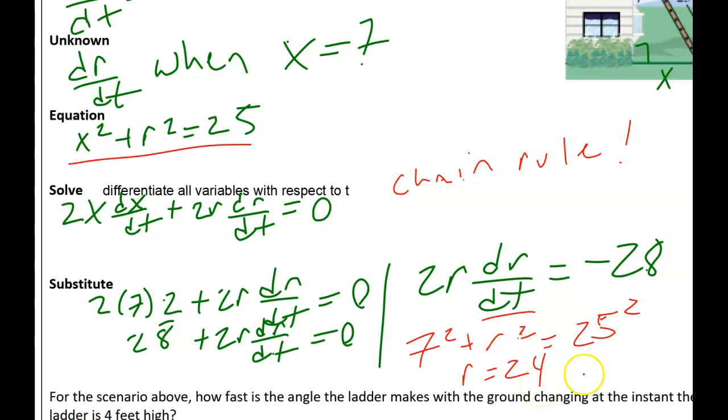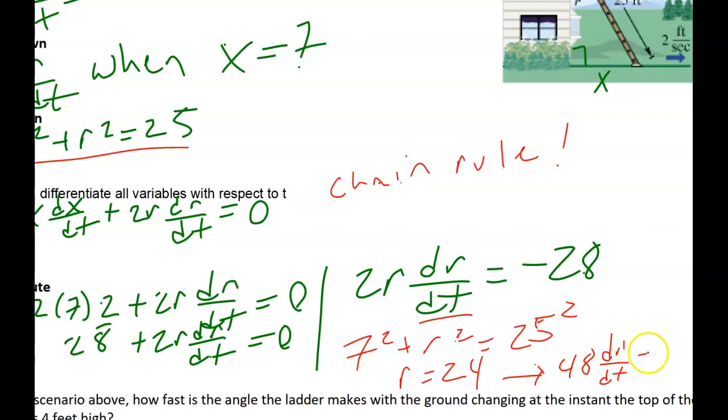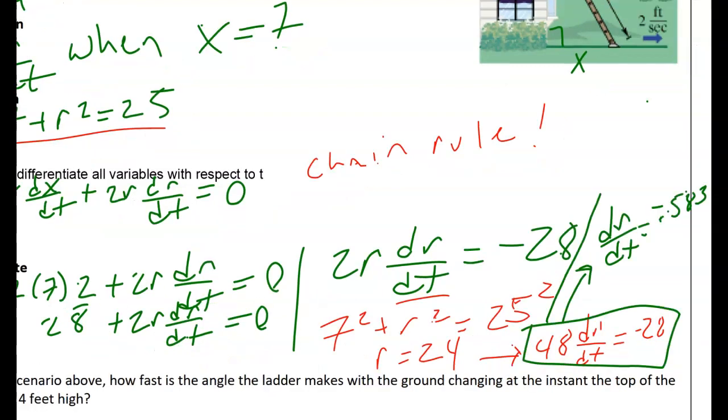So I get 48 dr/dt equals negative 28. And then I divide both sides by 48. And I apologize for not giving you enough room here, but I get negative 0.583. And we're talking about feet per second.